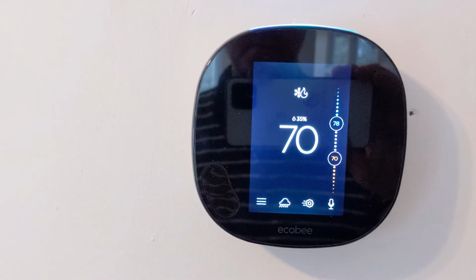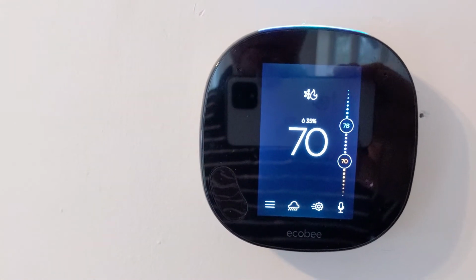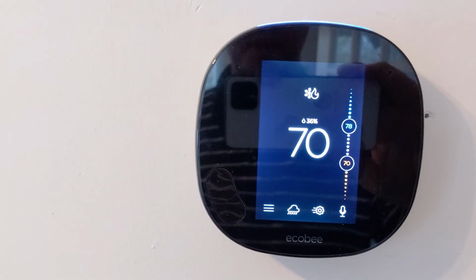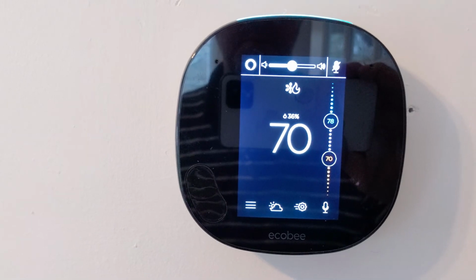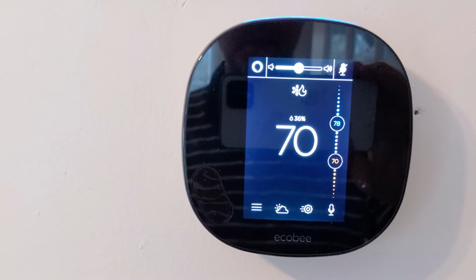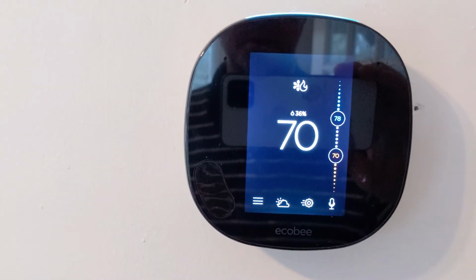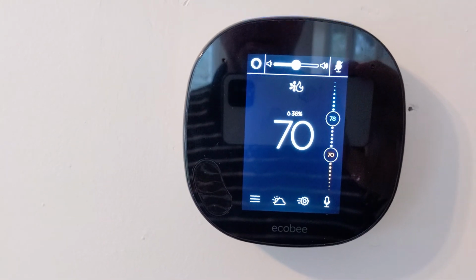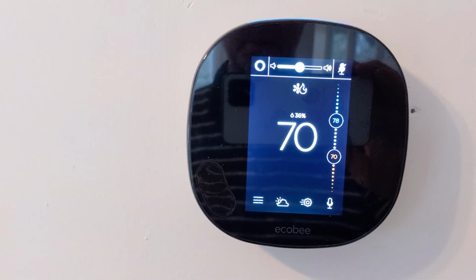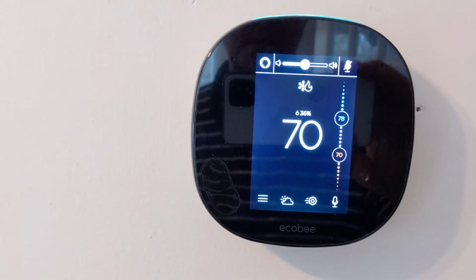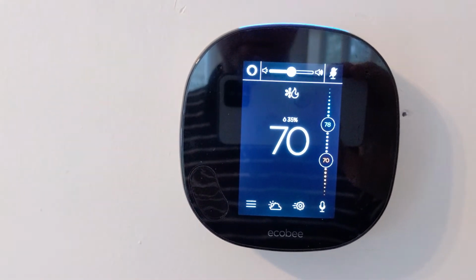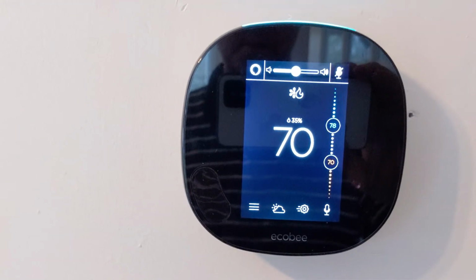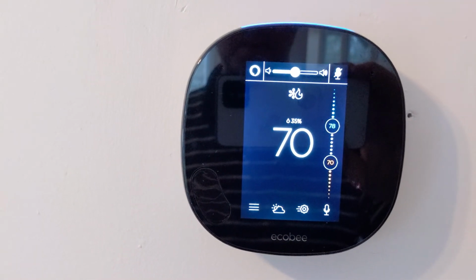Alexa, set upstairs temperature to 65 degrees. Okay, here's Ecobee Plus. What temperature? 65 degrees. I'm sorry, I can only set the temperature between 45 and 79. What temperature would you like? 65 degrees. Okay, setting your upstairs auto mode heat to 63 and cool to 68 until your next activity.